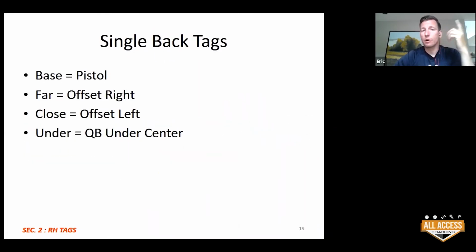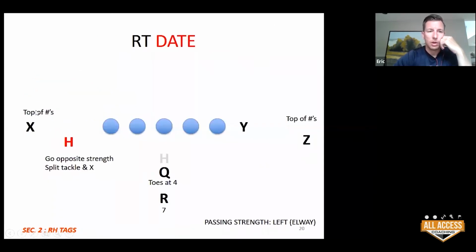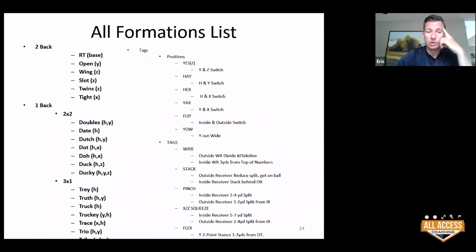So first off, for our running back, if we don't make a call, you're in the pistol. If we say far, you're offset to the right. If we say close, you're offset to the left. And if we want to tag it as under, we can get that done. All right. And so, but again, we are trying to build as much meaning in as possible. We got right date. Date is doubles with the tight end. Here's our list of all our formations, possible tags, adjustments.